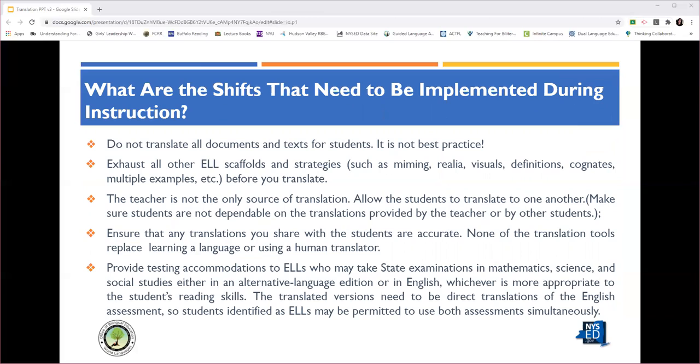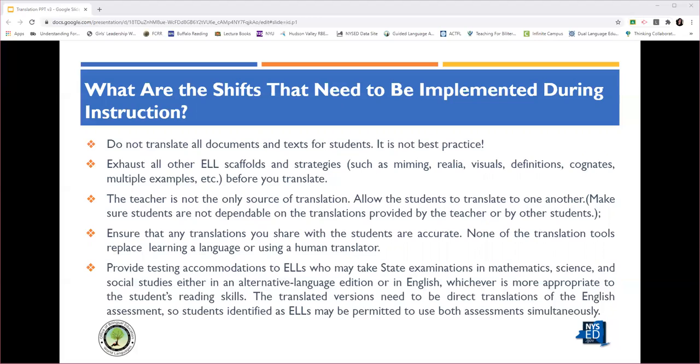Do not translate all documents and text for students. This is not best practice. This is not translanguaging. It's simply translating. Do exhaust all other ELL scaffolds and strategies such as pantomiming, using realia, videos, visuals, definitions, and cognates, as well as multiple examples before you translate.